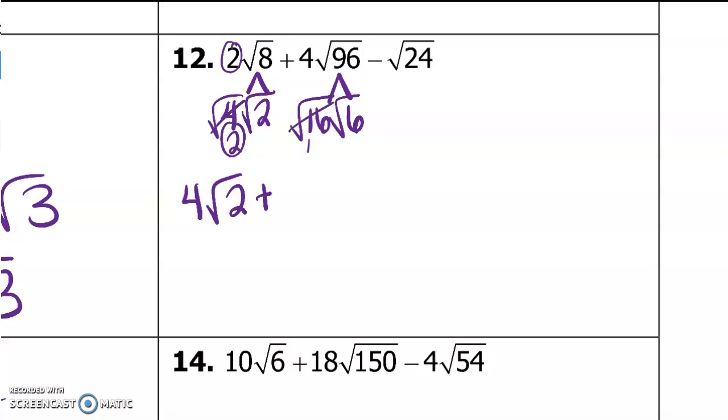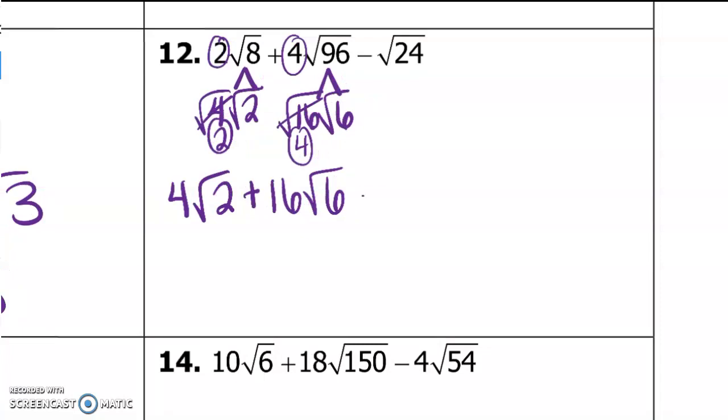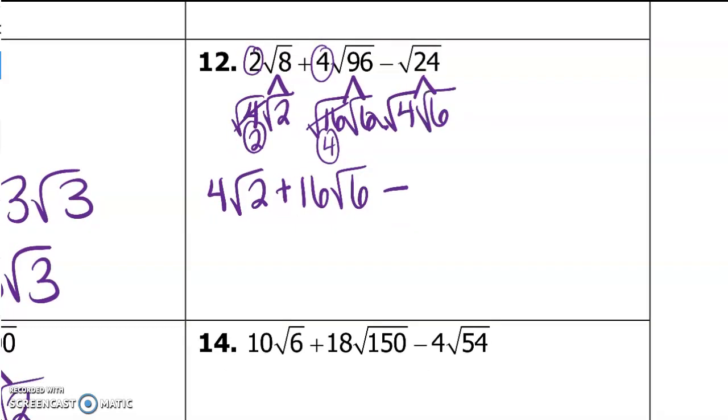Square root of 16 is 4. So this 4 times this 4 gives me 16, and then the square root of 6 comes along. Bring down your minus sign. 24 gets broken into 4 times 6. Square root signs. Square root of 4 is 2, so 2 square root of 6. There was nothing out front to multiply it.